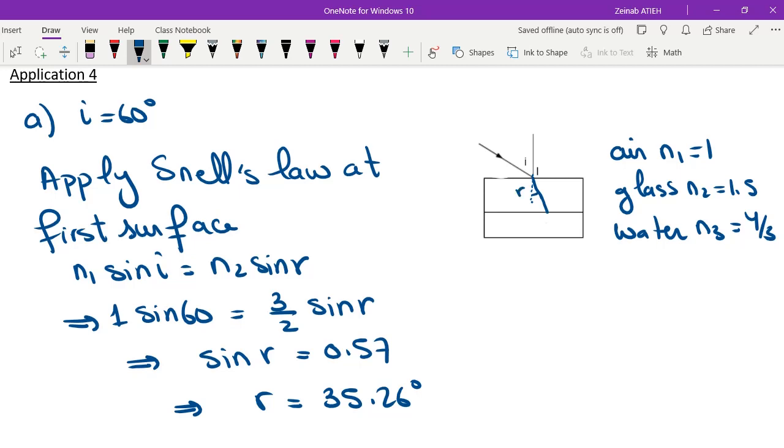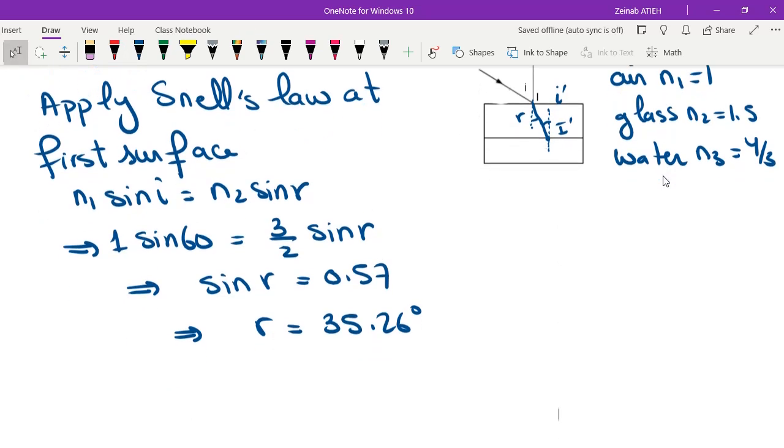Where is the angle of incidence on the glass-water interface? I draw the normal at the point of incidence, and let's call this I prime. Okay, the point of incidence on the glass-water interface, I draw the normal. Where is the angle of incidence? It is this one. You can call it R prime, or you can call it I prime. Anyway, this is I prime, the angle of incidence on the glass-water interface. Here it is the same as what I solved a while ago: I prime and R are alternate angles, so they are equal. I prime is equal to R, which is 35.26 degrees. That is the first case.